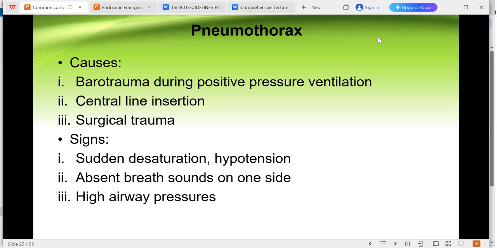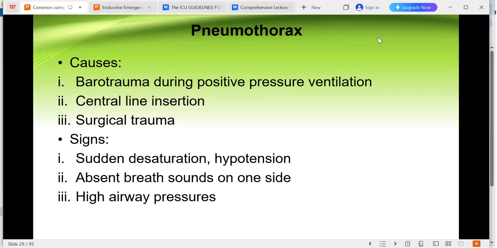Sudden desaturation and hypotension. And when you listen to the chest, you hear absent breath sounds on one side, or both sides if it's bilateral. You have high airway pressures on your ventilator, and you can also see subcutaneous emphysema with crepitus.